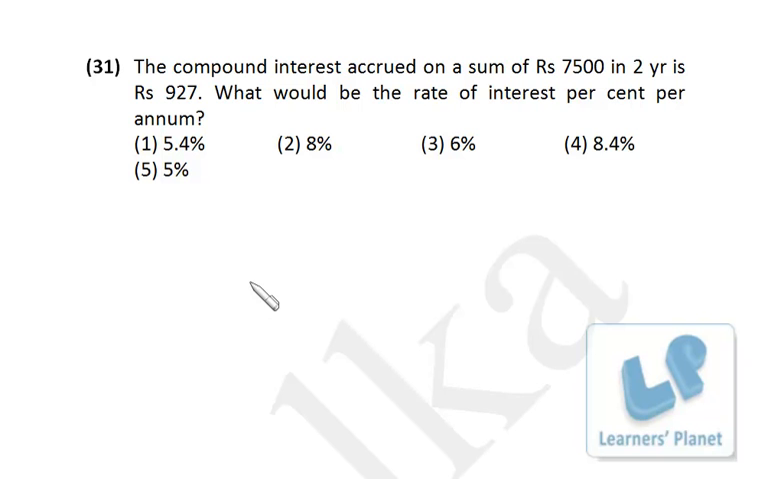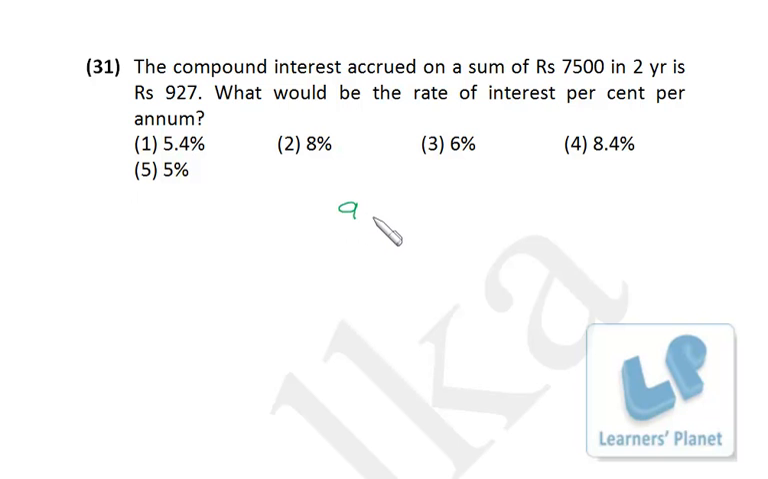So what I do is I just try to get a rough idea of the rate of interest, right? So for that, what I can do is I just see this 927 as just 900 only, to get the rough idea and to make the calculation simple. So I'll be getting the approximate idea of the interest rate. So this 900 is the interest for 2 years, right? On 7,500, this 927 or approximately 900 is the interest for 2 years. So what will be the approximate rate of interest?